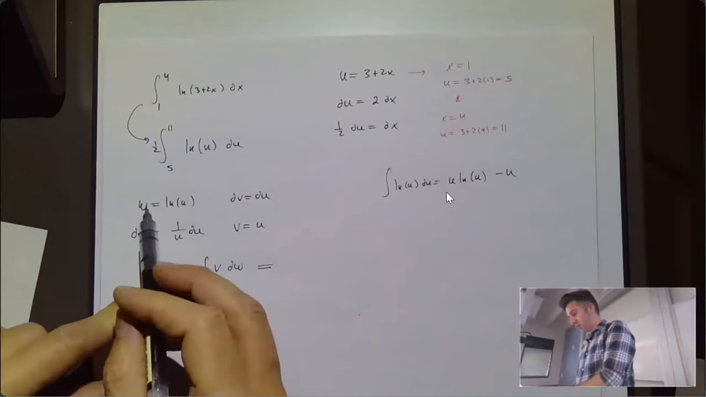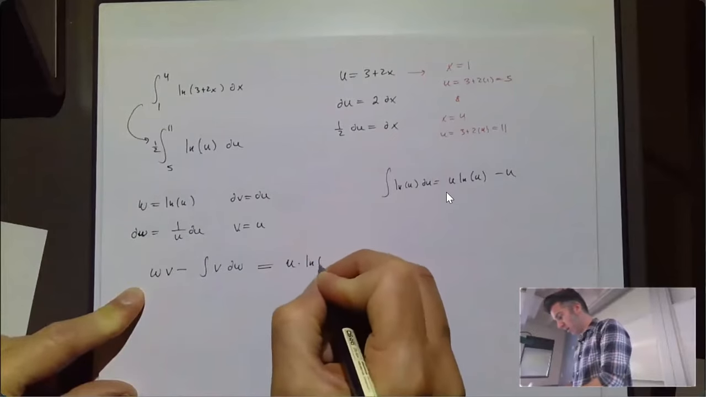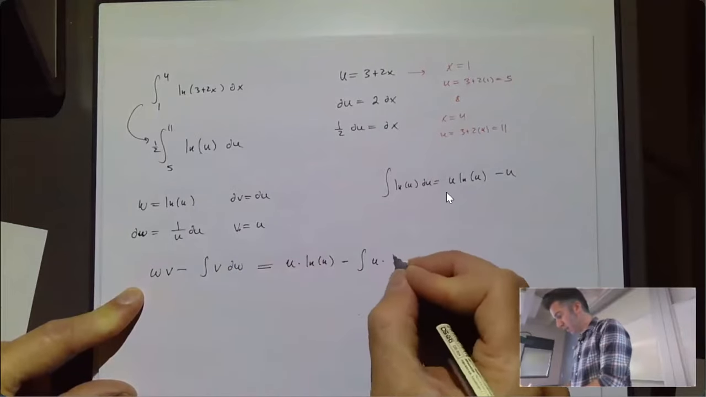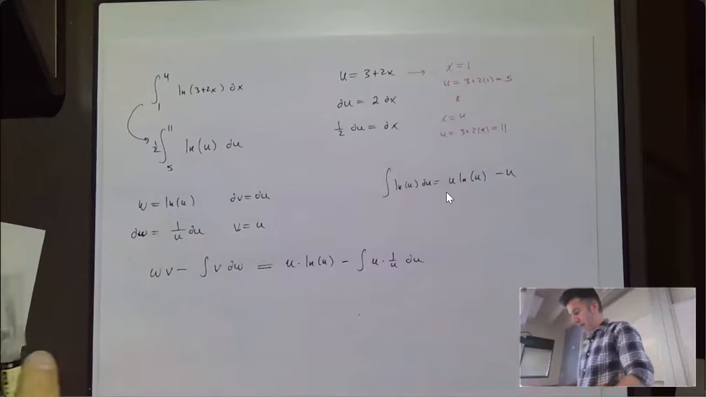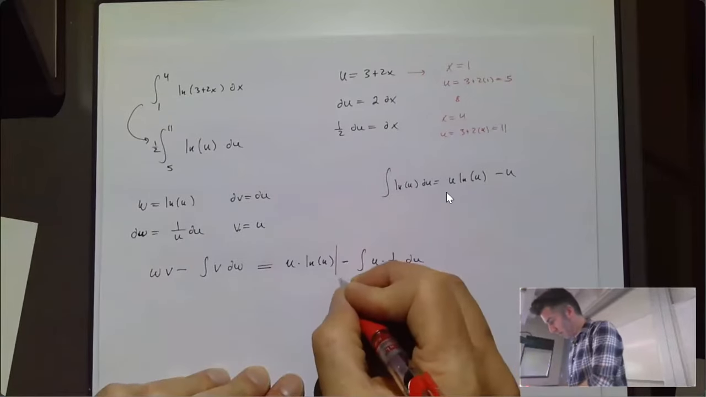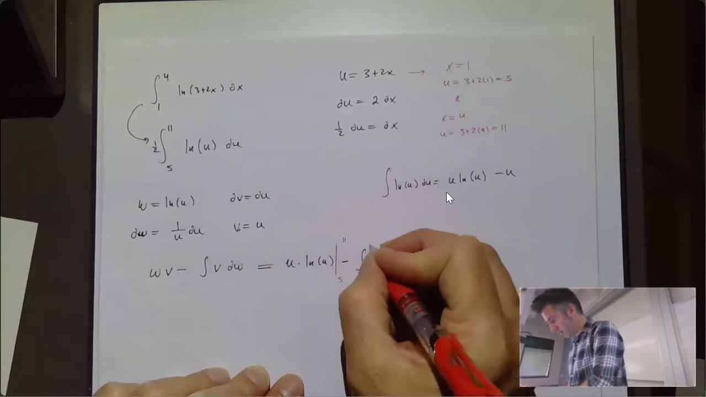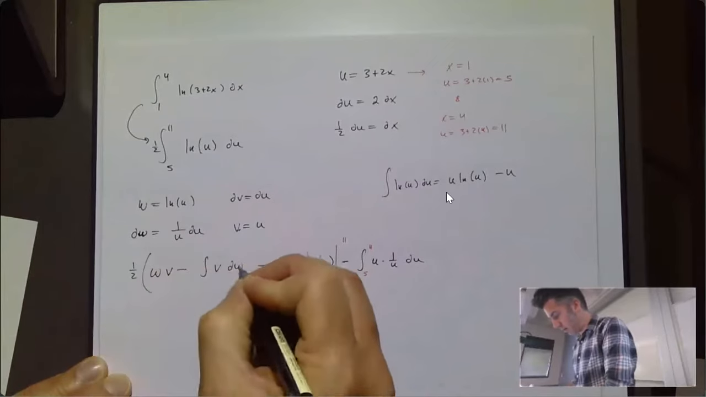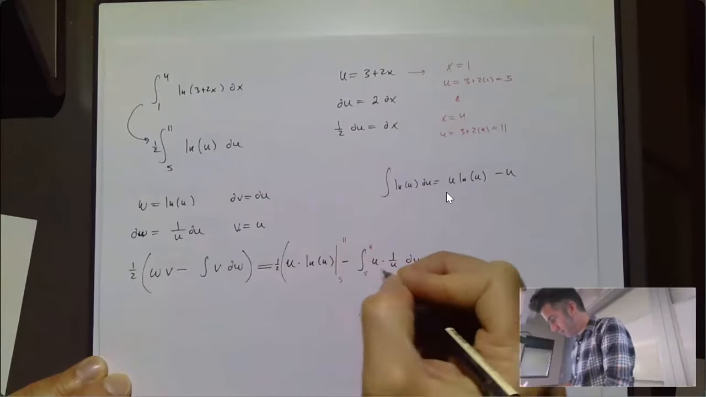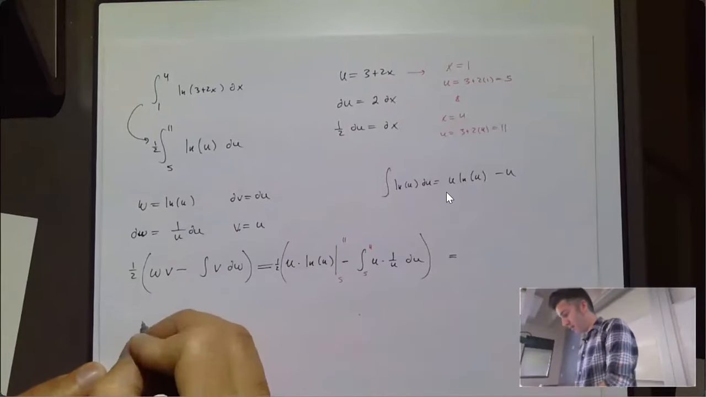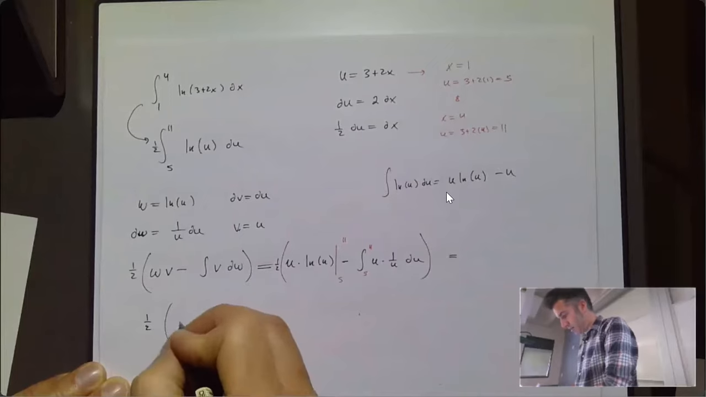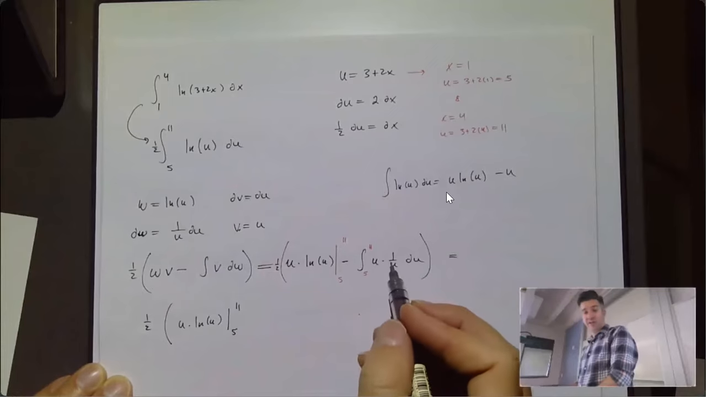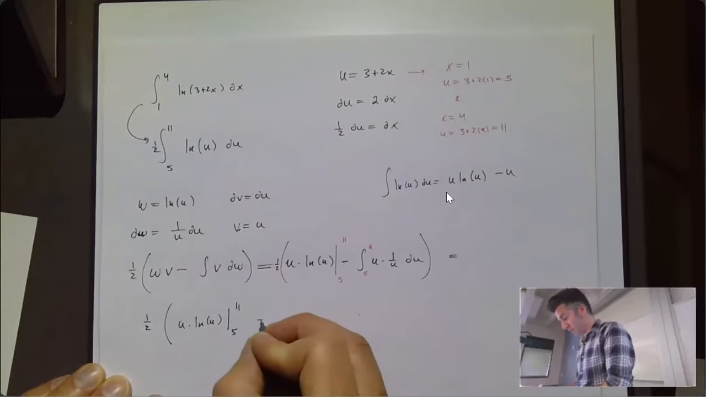So that's going to equal wv, which is u natural log of u, minus the integral of v dw, which is u times 1 over u du. And again, I still have the limits of integration from 5 to 11. Oh, and I lost something. I lost my 1/2, right? So I should have a 1/2 times all of this. So then I have 1/2 times u natural log of u from 5 to 11. U times 1 over u is just 1, and the antiderivative of 1 is just u.